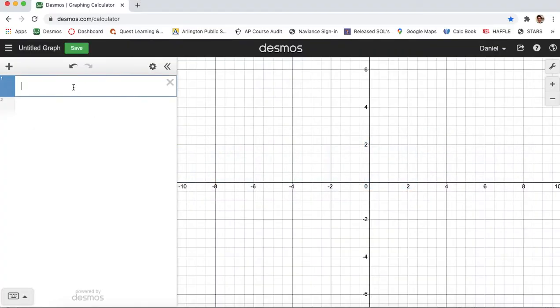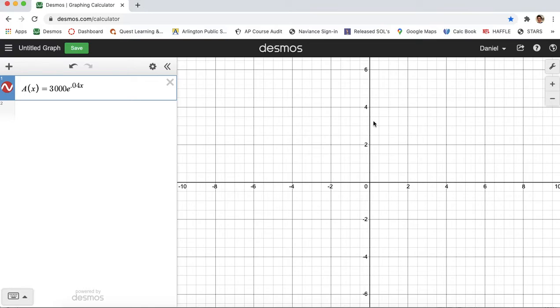So when we type in the equation, we would say A of x. You could call it A of t, but for Desmos' sake, I'm going to call it x instead of t, is equal to P times e to the r, which was 0.04, and t, which I'm calling x to make it easier on Desmos.